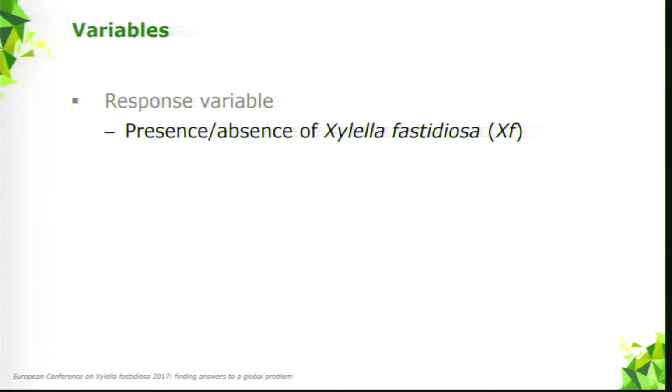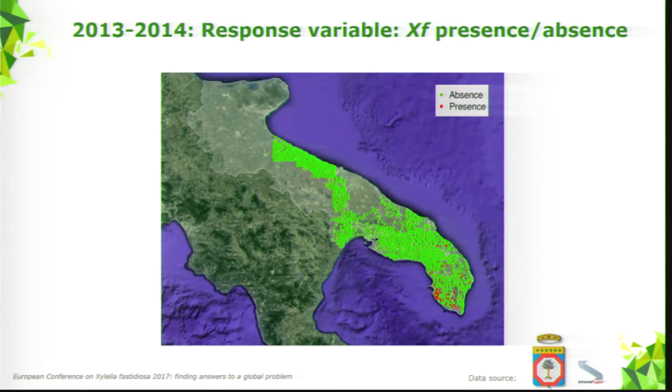So first, the data that we have is the response variable, presence or absence of Xylella fastidiosa, based on the official surveys of the plant health officials of the region of Apulia, who kindly provided this data to the X-Factor and Ponte project to work on it. And you see that the survey effort has been really massive in the area. These are only for 2013 and 2014.